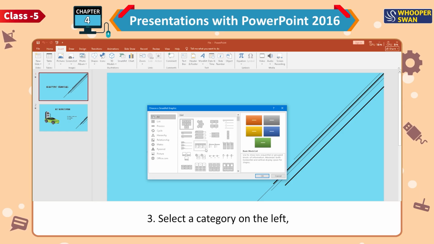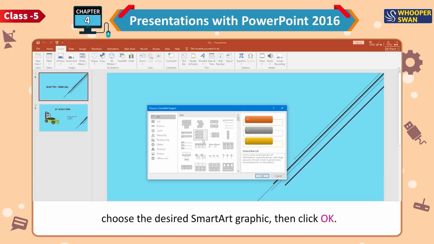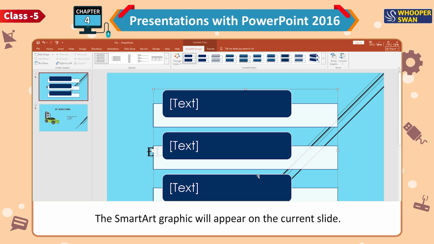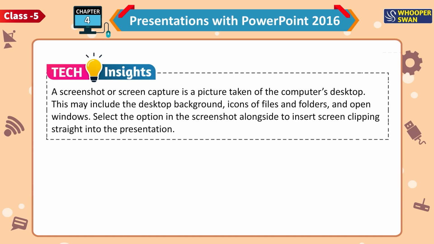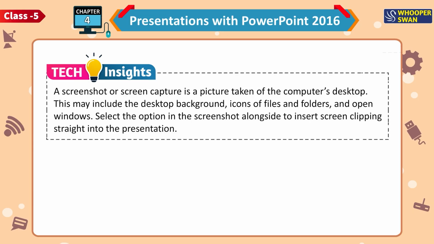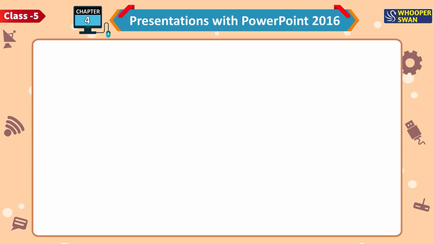Select a category on the left, choose the desired Smart Art graphic, then click OK. The Smart Art graphic will appear on the current slide. Tech Insights. A screenshot or screen capture is a picture taken of the computer's desktop. This may include the desktop background, icons of files and folders, and open windows. Select the option in the screenshot alongside to insert screen clipping straight into the presentation.